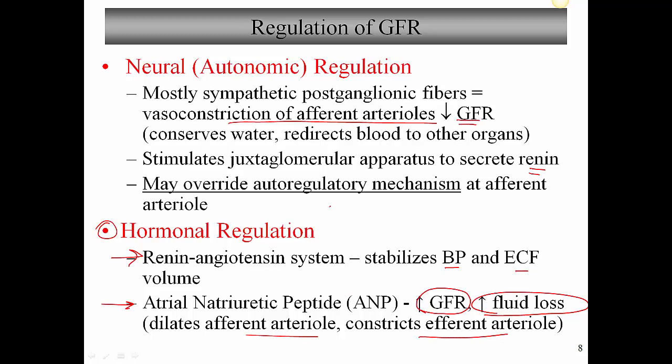So we're basically going from a situation where we would have something like this, as we drew out before, to a situation where we're dilating the afferent arteriole, making that bigger, and making the efferent arteriole even smaller. So much more of a constriction here, as you can see, so the pressure inside the glomerulus would definitely go up. This would increase GFR. This would in turn increase fluid loss at the kidney.